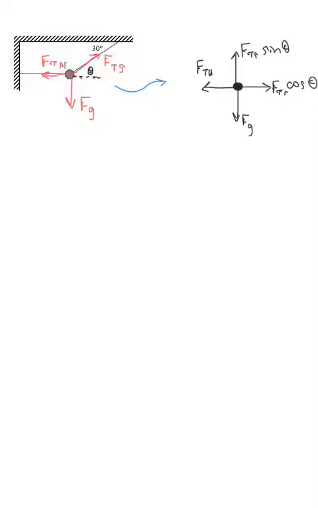Now, we don't know Fth or Fts. They're both unknowns. So in the horizontal direction, we have two unknown variables. But if you look in the vertical direction, we have Fts sine of theta going up, and we have Fg going down. We don't know what Fts is. That's still one of the unknowns. But we do know what Fg is, because Fg is just the gravitational force, m times g, and we know mass, given in the problem, is 5 kilograms, and we know g is 10 newtons per kilogram. So because we only have one unknown in the vertical direction, we're going to start with that direction.